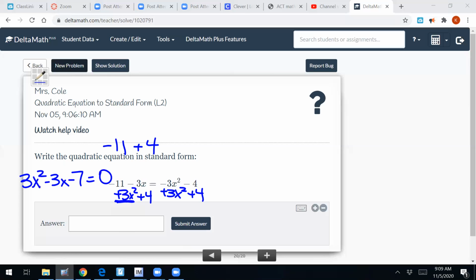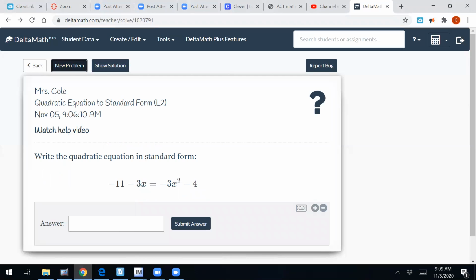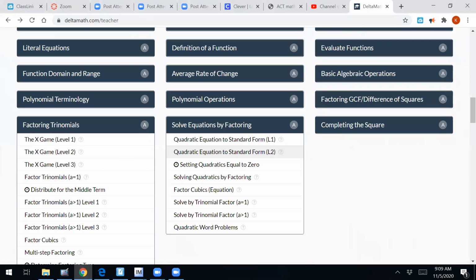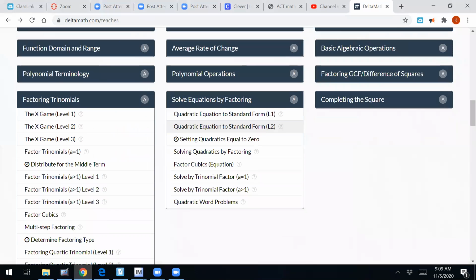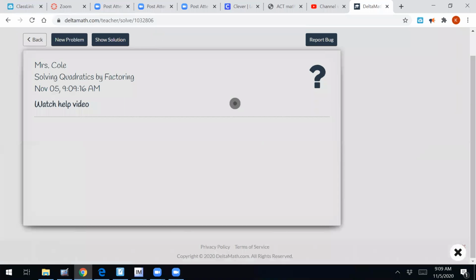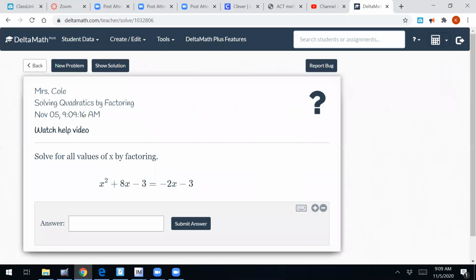Okay, so that's the first set, second set. Now let's go back and see if I can figure out what was next. Setting equations equal to 0. I don't think I did that. I think it's this one. Was there just 3 topics that you had to do? There's 5? I'll have to go see what else I did.